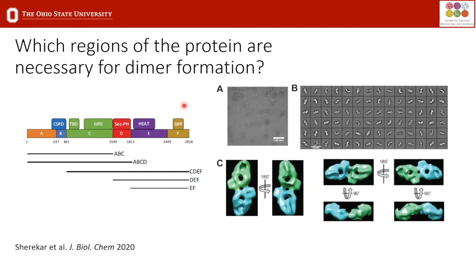So another example of where negative stain can be useful is for a question similar to this. We were studying a protein called NF1, and we wanted to know what regions of the protein are necessary to form this dimer. So we made a lot of different constructs. And by using negative stain, we were able to very quickly find our answer.